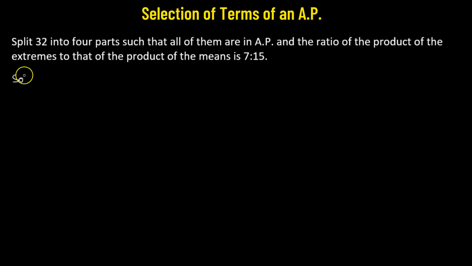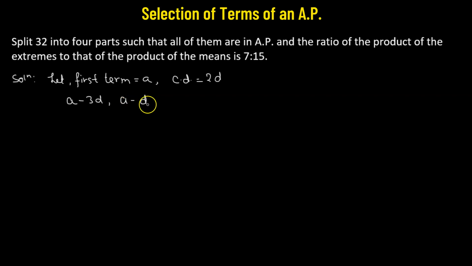Okay, let's begin. So first, let us consider that the first term be represented by the letter a in lowercase, and we have the common difference defined as 2d. This will become evident in a moment. Now we'll consider 4 parts. Let's say we have a minus 3d, a minus d, a plus d, and a plus 3d. So we'll consider these 4 numbers.